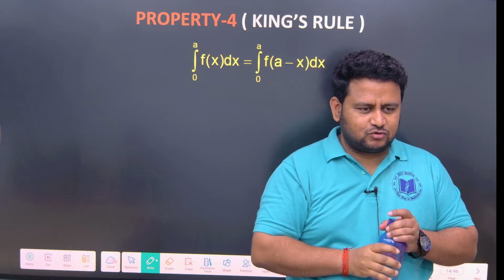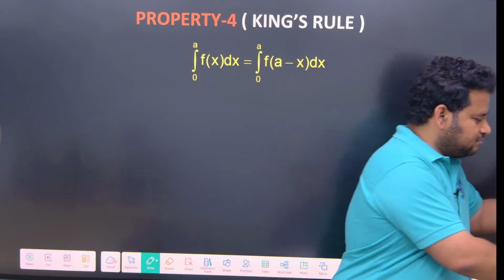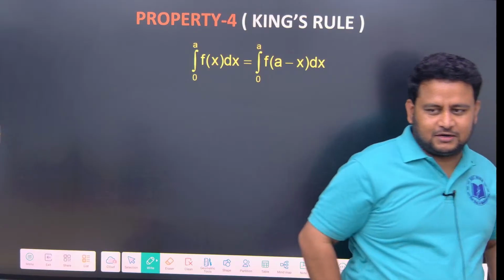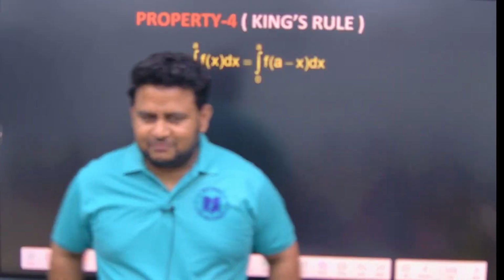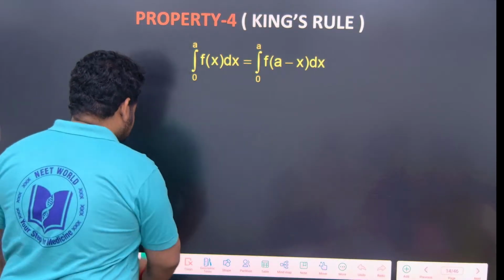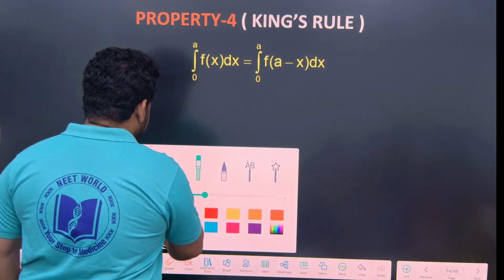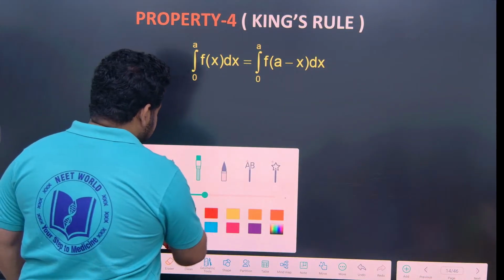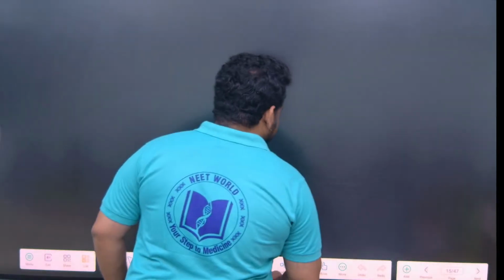Why am I saying King's rule? Whatever name you want, you can write down, but this is important. You should know the property. King's rule, princess rule, prince rule, anything you write down, but you remember the property. That's all I say.